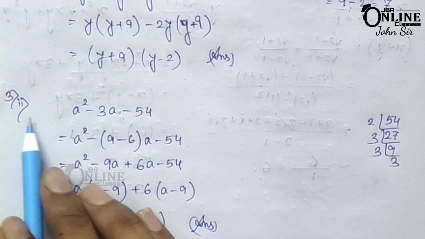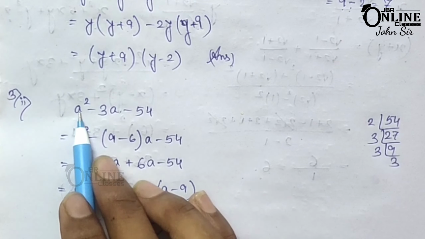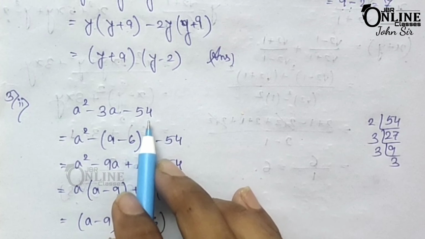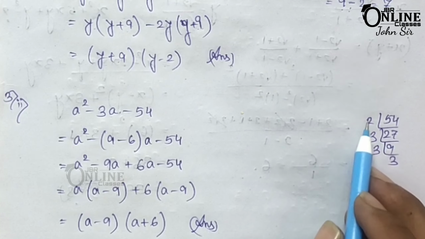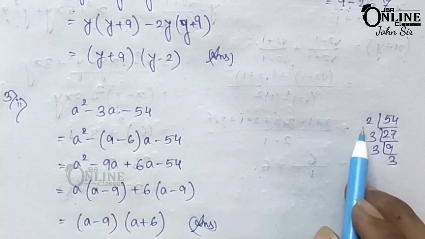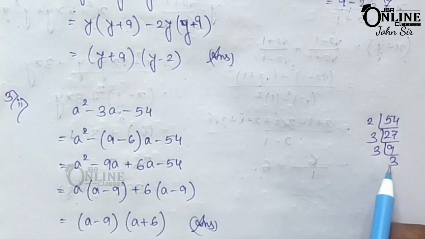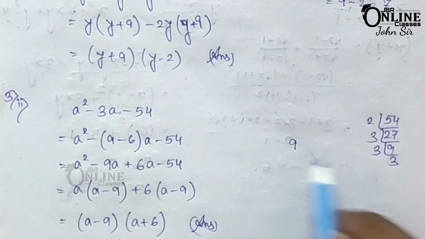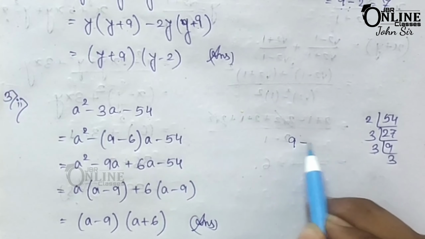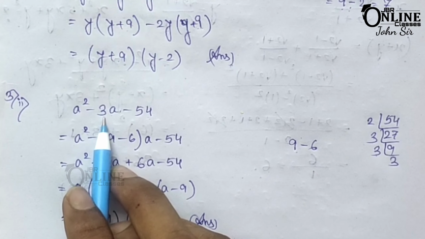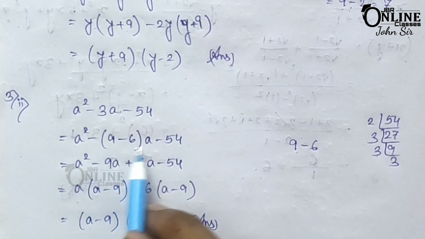Now the next, sum number 3 2, a square minus 3a minus 54. So here factorize 54: 2, 3, 3, 3. So these are the factors. Here you have to make 3. So 3 into 3 becomes 9, and then 3 into 2 becomes 6. So 9 minus 6 becomes 3. So instead of 3 write 9 minus 6.